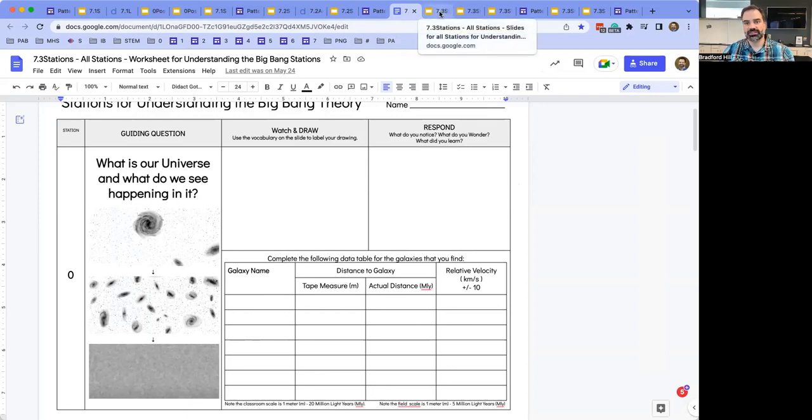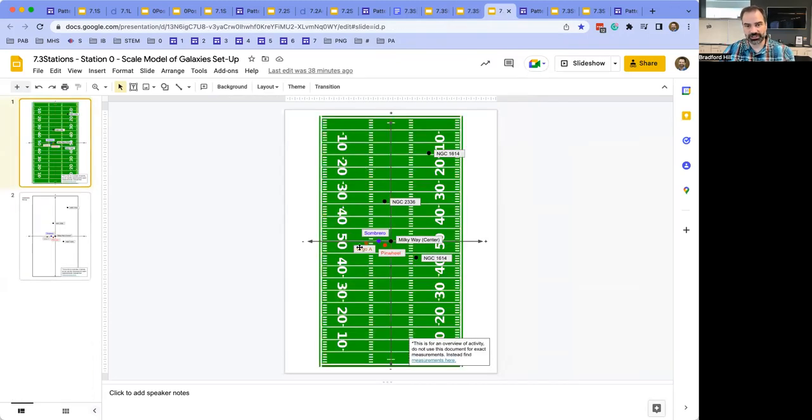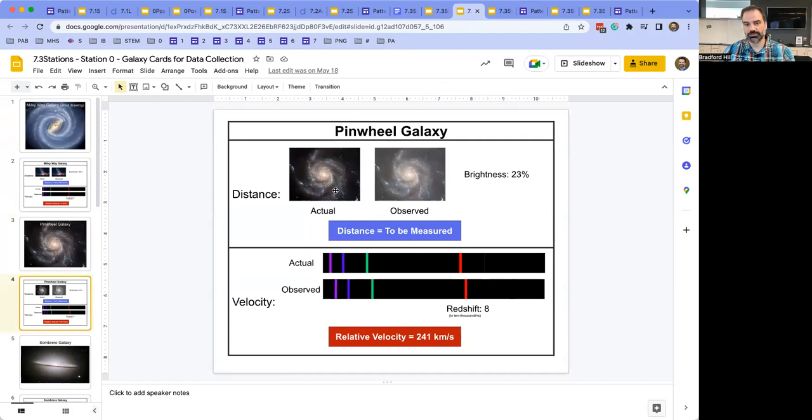And this is just a great station. So we hang up, and you can just suspend it from the ceiling, or even, as I'll say, put it out on the football field. So there's a little diagram about where to hang all of these little galaxy cards. And so you can see on the front, there's just a beautiful picture of the galaxy. And on the back, there's some critical information.